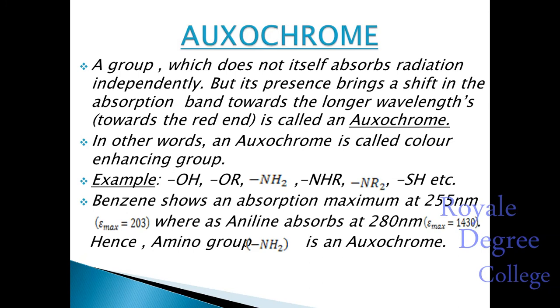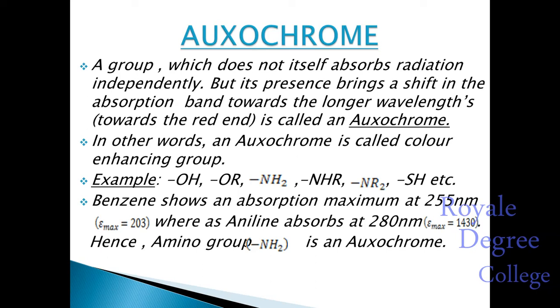Auxochrome. Now we'll talk about auxochrome. A group which does not itself absorb radiation independently, but its presence brings a shift in the absorption band towards the longer wavelengths, that is towards the red end, is called an auxochrome. In other words, an auxochrome is called a color enhancing group. Examples: OH, OR, NH2, that is amine, NHR, dialkyl amine, SH, etc. All these groups are considered to be auxochromes.